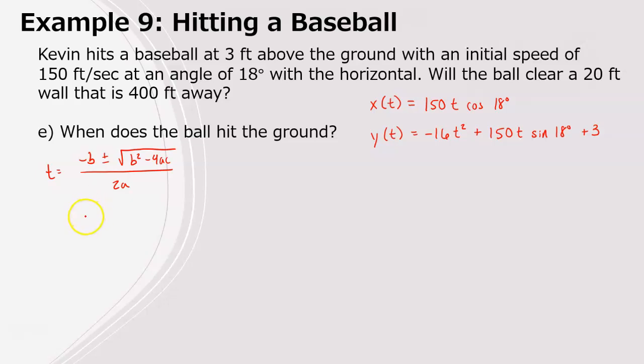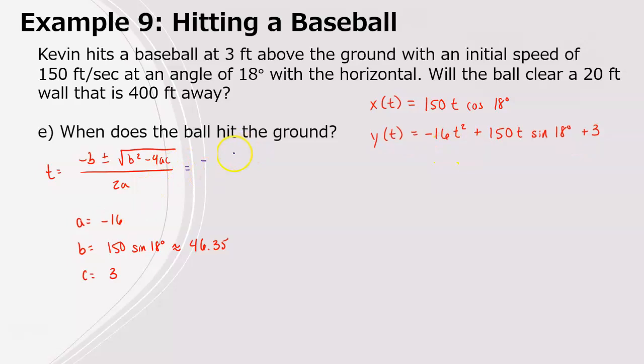Now remember, we have our values for a, b, and c. We found those on the previous part. So a we know is negative 16. B is 150 sine of 18 degrees. But to be honest, I don't want to put 150 sine of 18 into both of those places on my calculator. That's just going to be a real pain. So instead, I'm going to simplify 150 sine of 18 degrees and find that to be approximately 46.35. My value for c is just 3. All right, so we're going to plug this information into that formula.